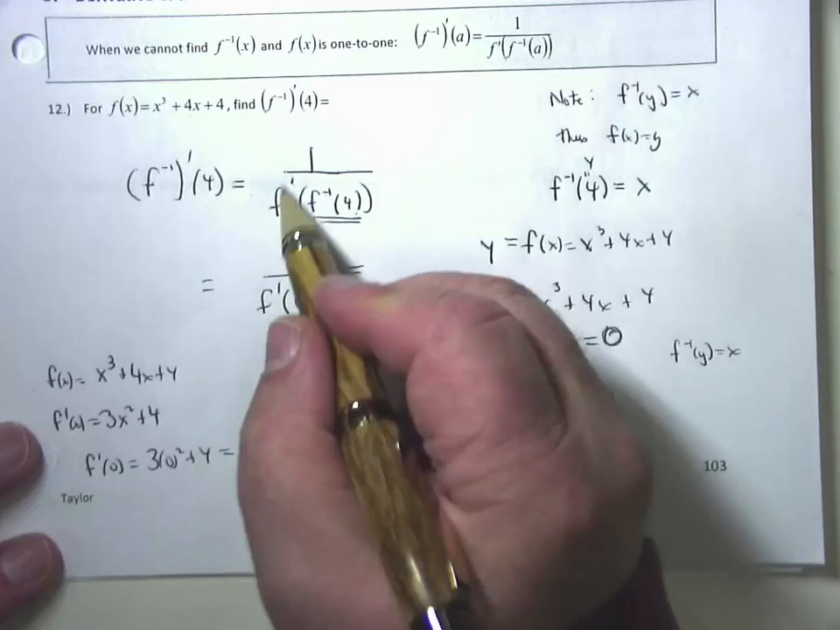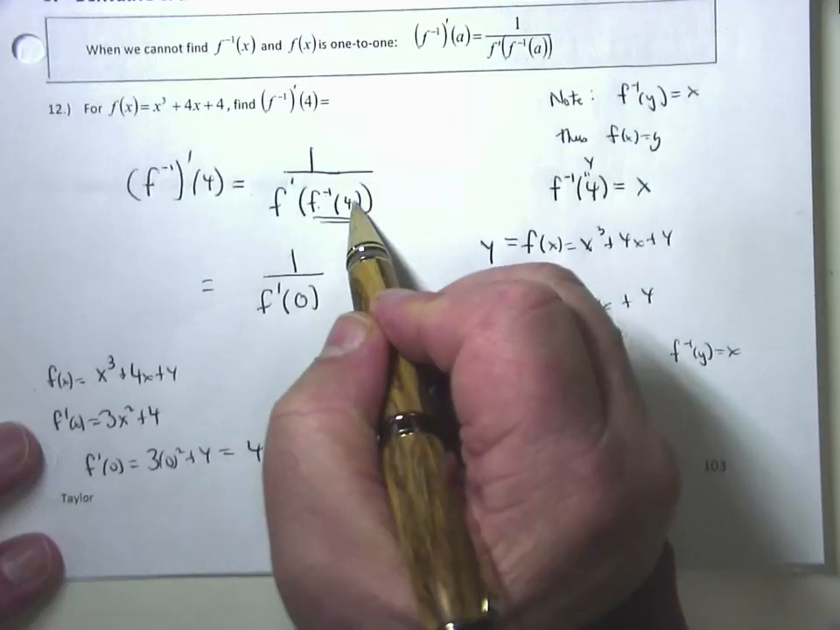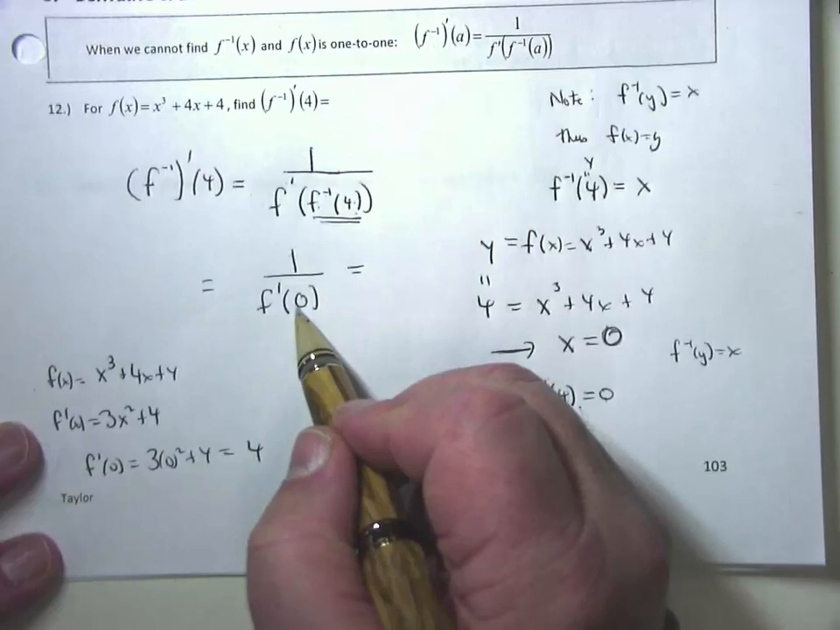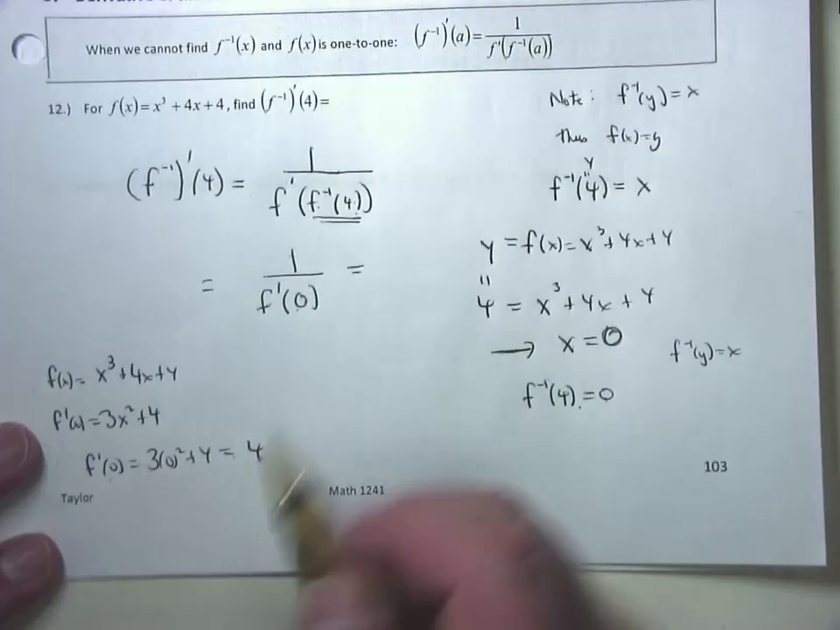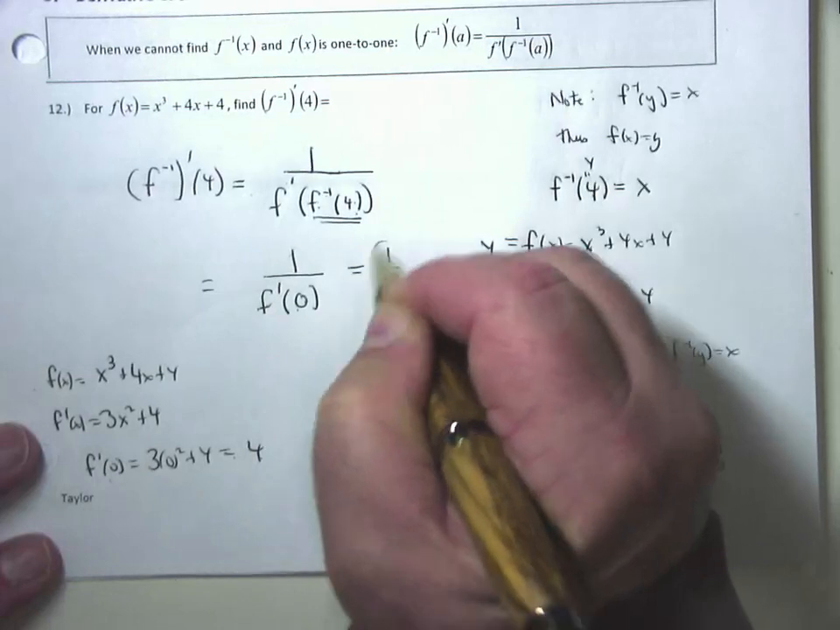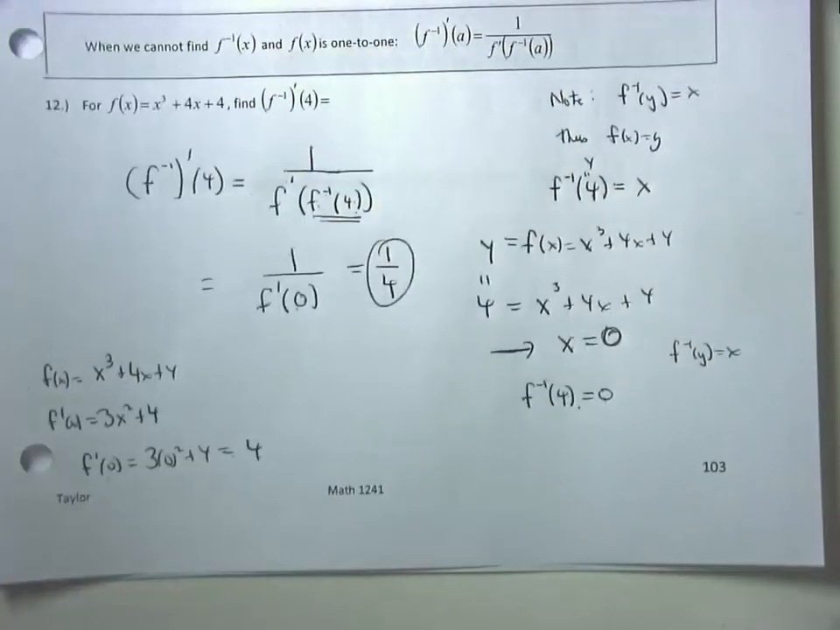So the answer to my problem, what's f inverse prime of 4? That's equal to 1 over f prime of f inverse of 4. F inverse of 4 was 0, so the answer is 1 over f prime of 0. But f prime of 0 is 4, so the answer is 1/4. 1 over 4.